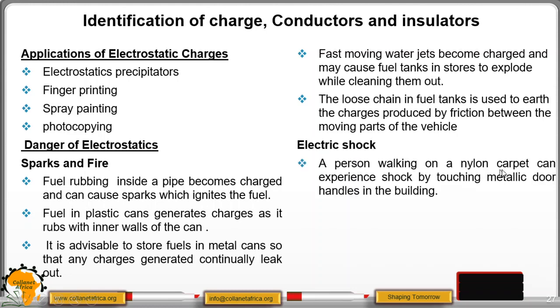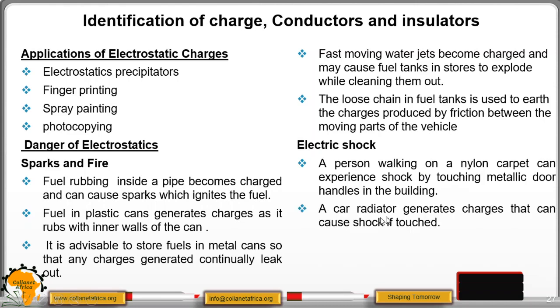If you walk on a nylon carpet, you always experience a shock when you touch a metallic handle of the door. This is because as you walk, there is friction, and that friction causes static charges, and as these static charges try to move through your body, you experience the shock. Then we have a car radiator that generates charges that can cause shock if touched. Those are the two cases where we have electric shock due to electrostatic charges.